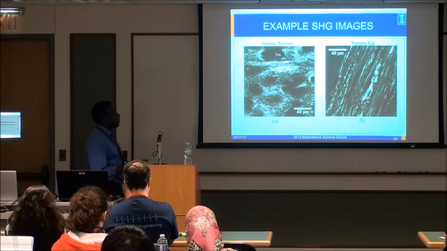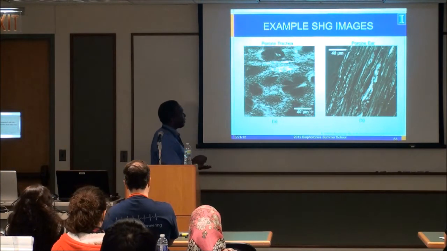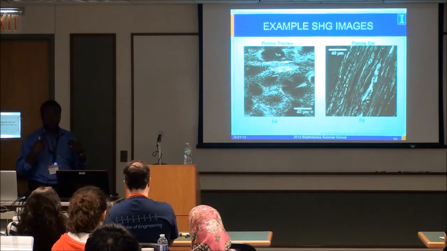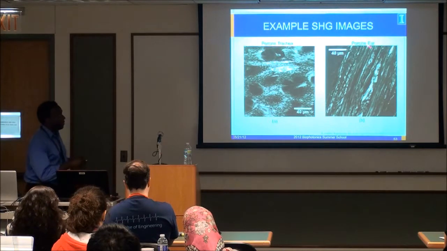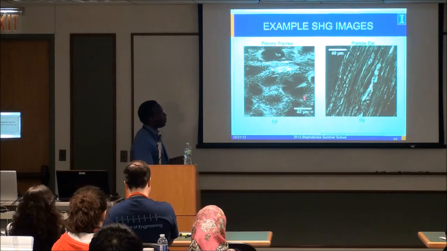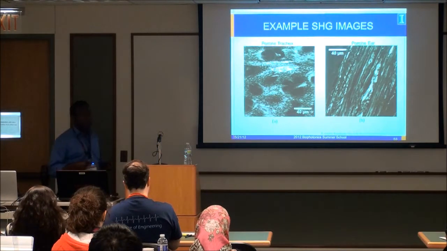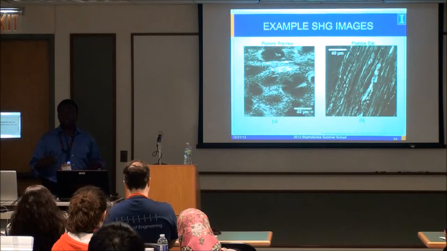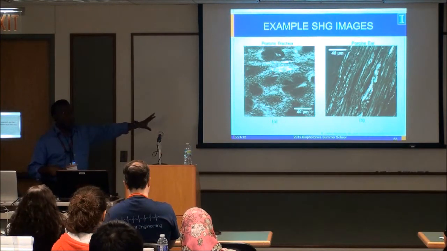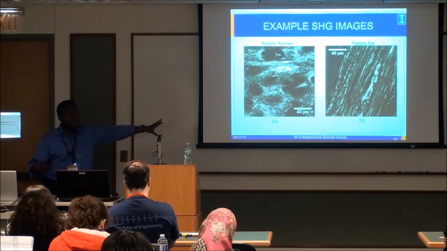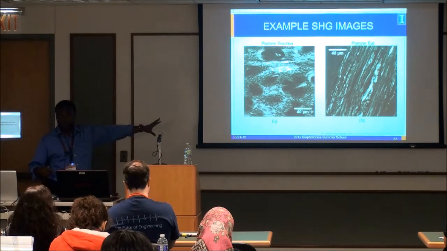But often, in this case, this is something we did a few years ago in my lab, where we were just looking at the collagen fibers from the trachea of a pig, and that from ear cartilage from a pig as well. So everything that's lit up here, those are the collagen fibers. That's what we see. That's the non-centrosymmetric stuff. Everything that's dark, we don't see, because it doesn't satisfy our criterion of non-centrosymmetry. There could be cells there, there could be other stuff that's around this extracellular matrix, for instance.